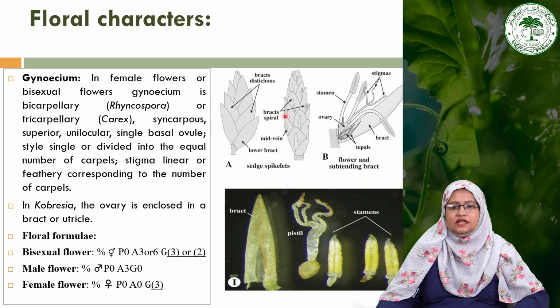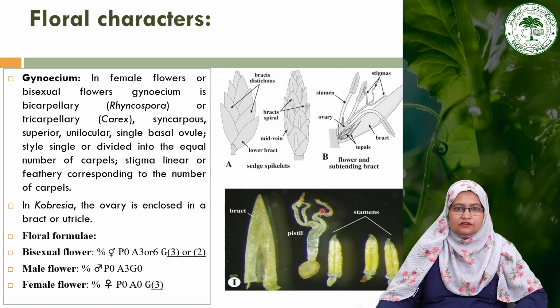So from here you can see this is the pistil. You can clearly see this is the ovary, these are the styles. You can see this is the stigma. This is divided into 3. So there is a number showing that this gynoecium is made up of a tricarpellary syncarpous ovary. So these are the floral parts of the family Cyperaceae.